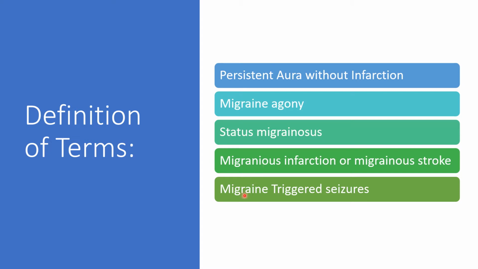Then we have an entity known as migraine-triggered seizures. This is similar to epilepsy, right? And it's likely going to be in those with aura, or it's going to occur immediately after migraine with aura has occurred, that is after classic migraine. So these are terms that I've taken time to define right now. They'll be useful as we progress.